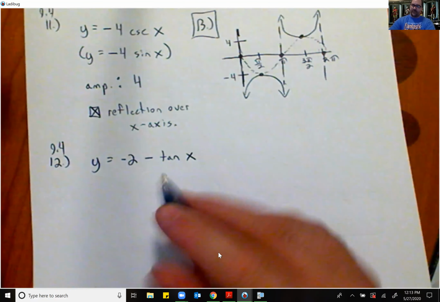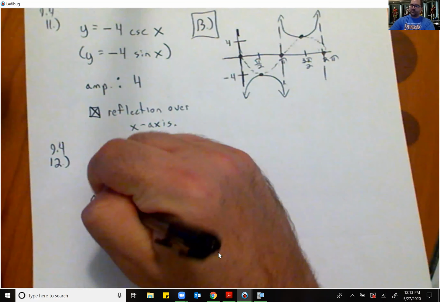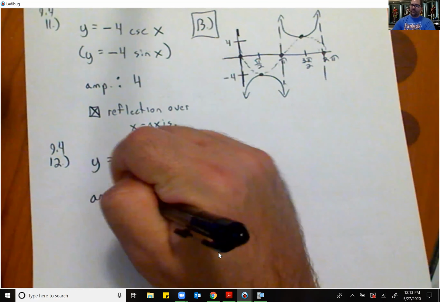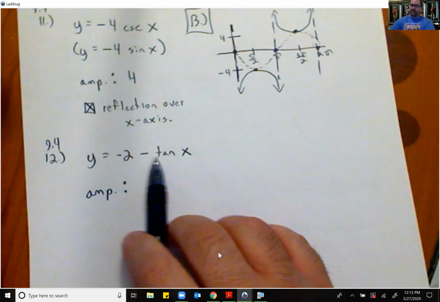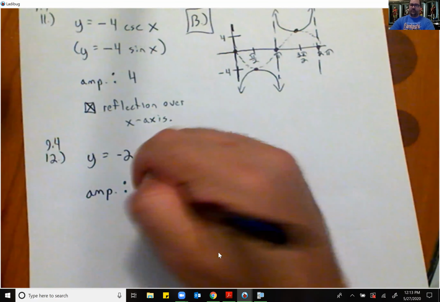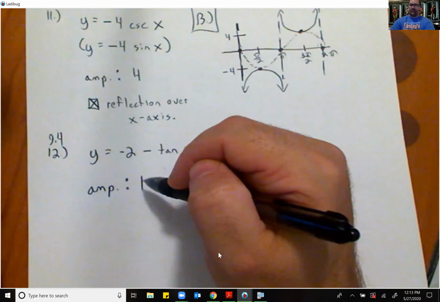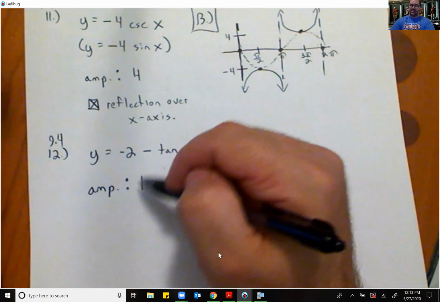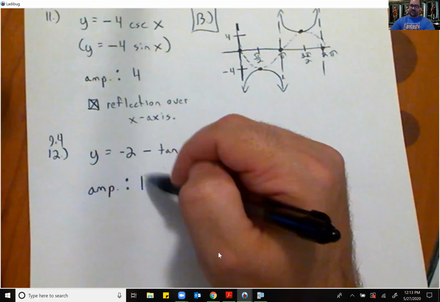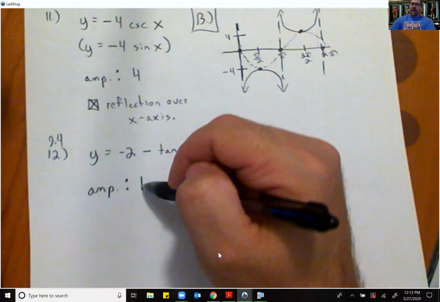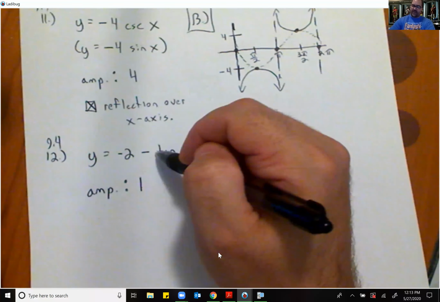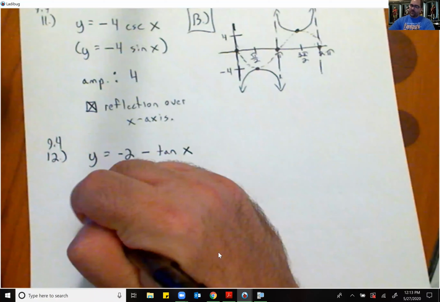So if we talk about the amplitude for this, it is 1. Okay? You'll understand why. It's not really an amplitude, but you'll see why I call this the amplitude. All right? And then over here, we have a vertical translation.